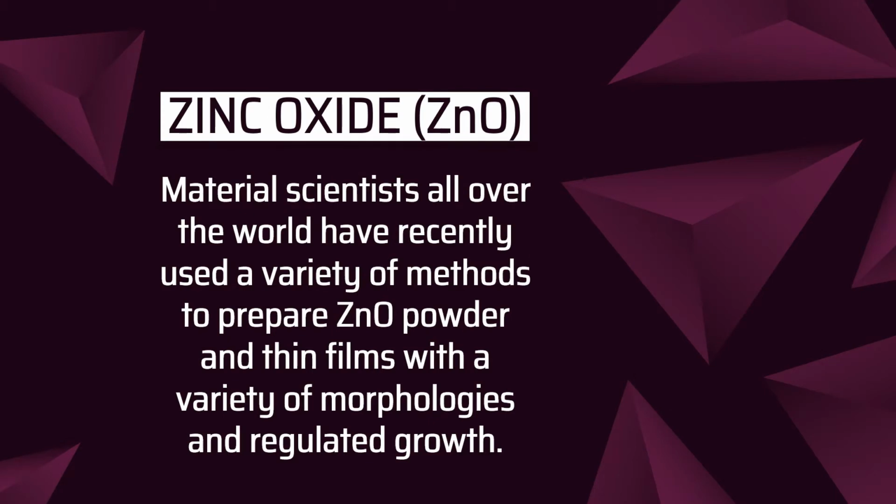Material scientists all over the world have recently used a variety of methods to prepare ZnO powder and thin films with a variety of morphologies and regulated growth, which was stimulated by the fact that its properties are highly dependent on size, shape, and orientation ratio, including chemical vapor deposition, electrodeposition, hydrothermal, electrochemical, solution combustion, sol-gel, vapor liquid solid phase, pulsed laser deposition, and precipitation.